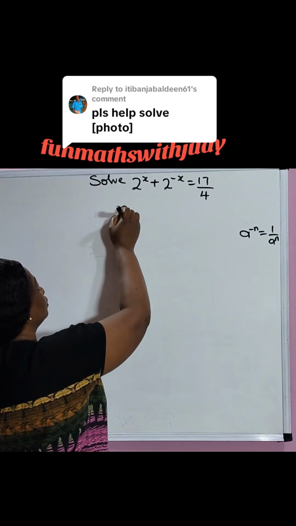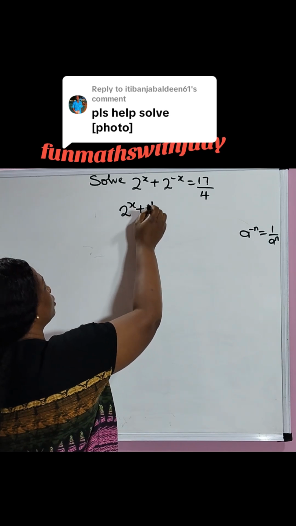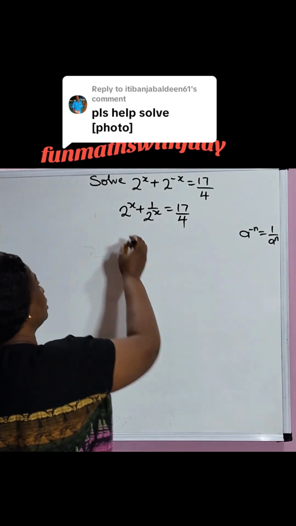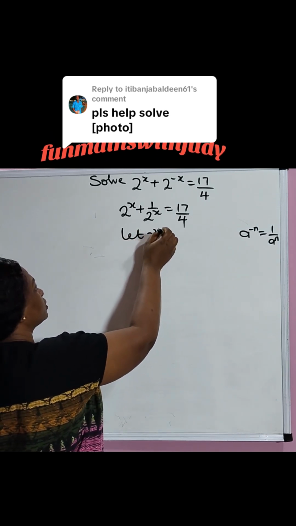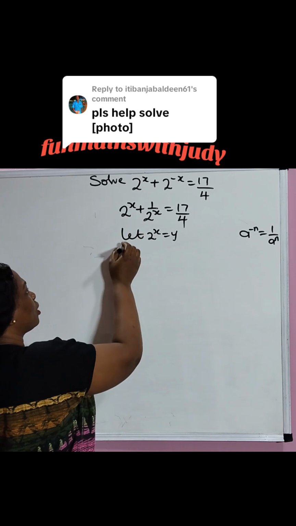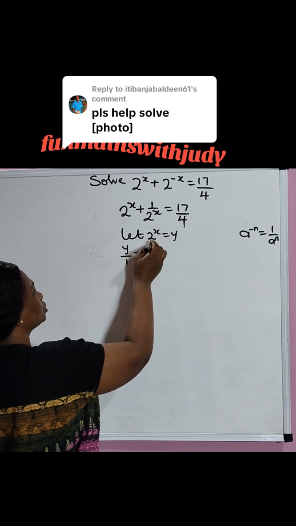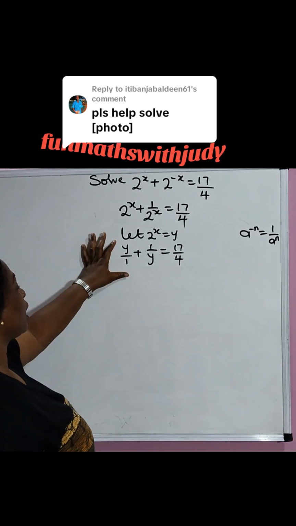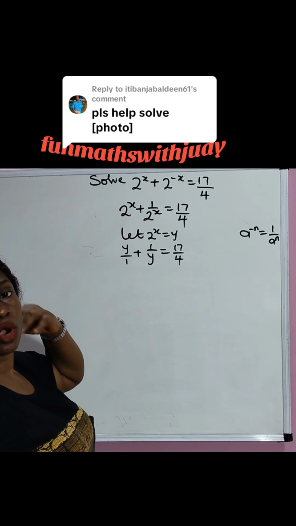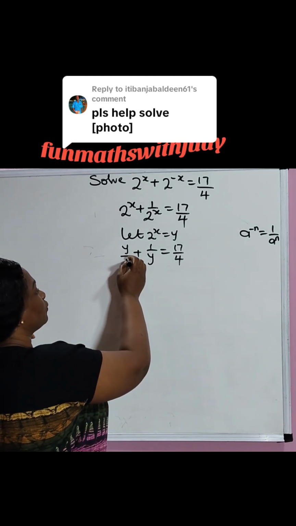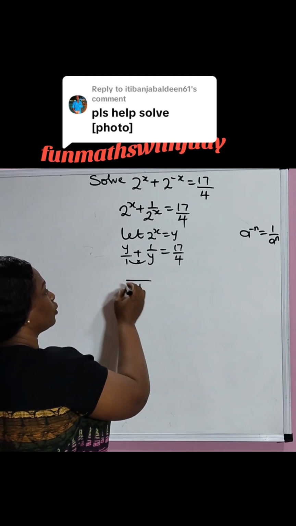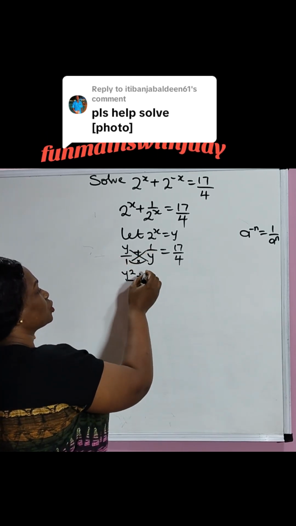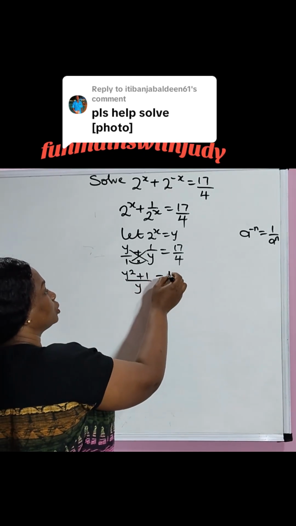So we have 2 raised to power x plus 1 over 2 raised to power x is equal to 17 over 4. Now we say, let 2 raised to power x be equal to y. So from here we'll have y over 1 plus 1 over y is equal to 17 over 4. At this point, we're going to have a common denominator. So we have 1 times y will give us y. Y times y will give us y square plus 1 times 1 will give us 1 equal to 17 over 4.